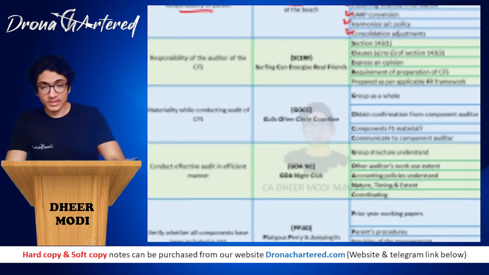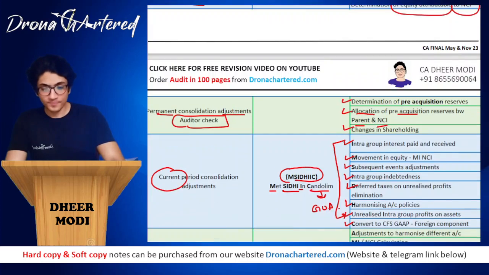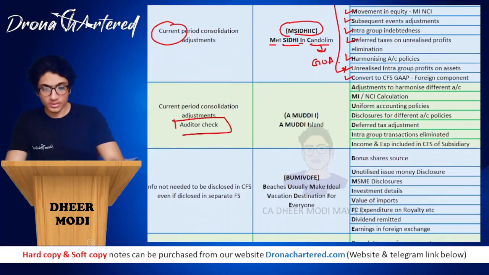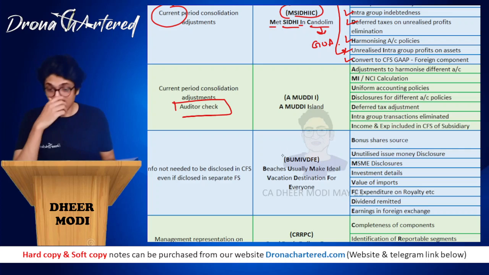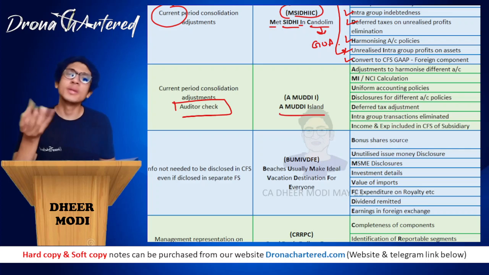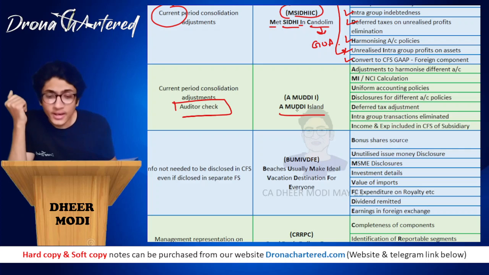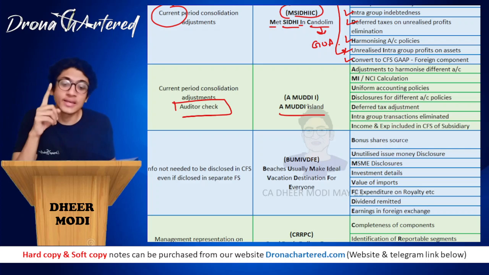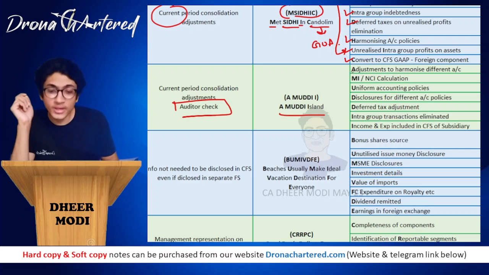Okay, so let's see the key that we've made. What the auditor should check is "A Muddy Island". Your key is nothing but a muddy island: A, M, U, D, D, I, I. All of these are your points. A is adjustments to harmonize different accounting policies. Next, M is your MI or NCI. U is your uniform accounting policies.